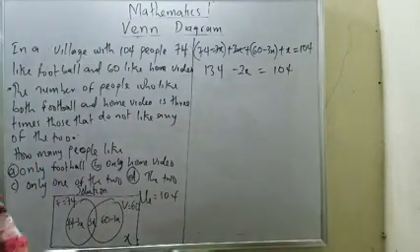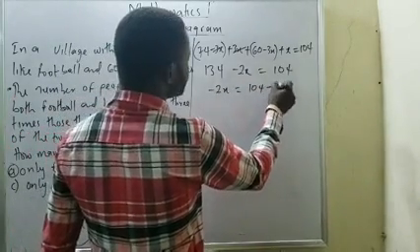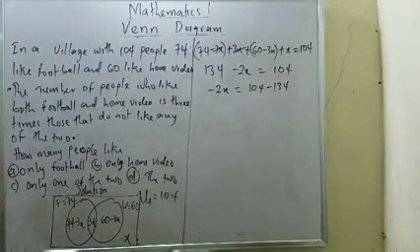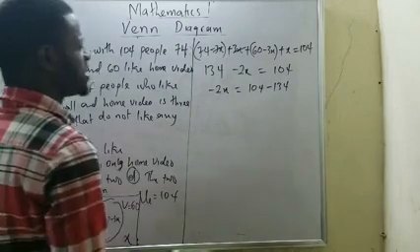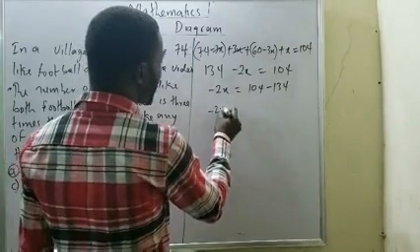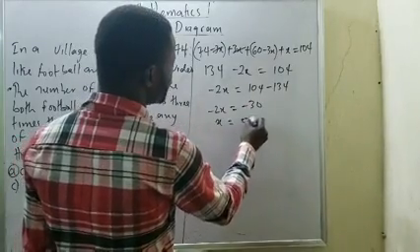Minus 2x equals 104 minus 134. Now, if I subtract that number, it will be minus 30. It should be minus 30. Now, minus 2x equals minus 30. Divide both sides, my x will be equal to 15. Now, it means this.